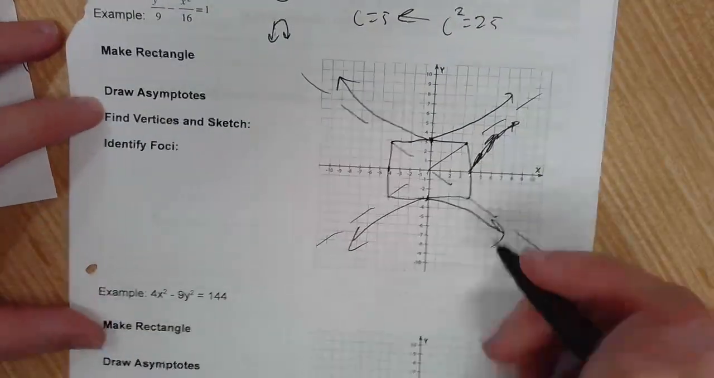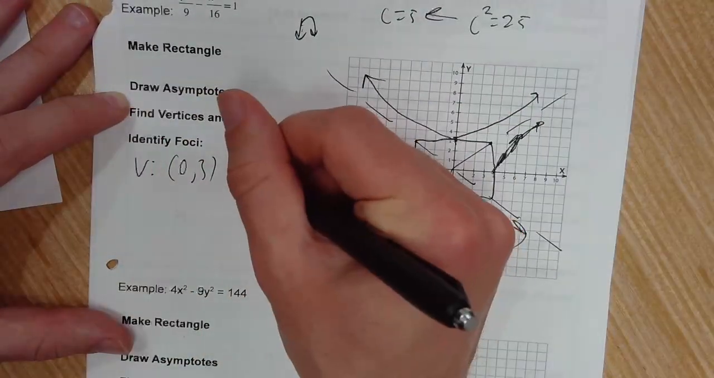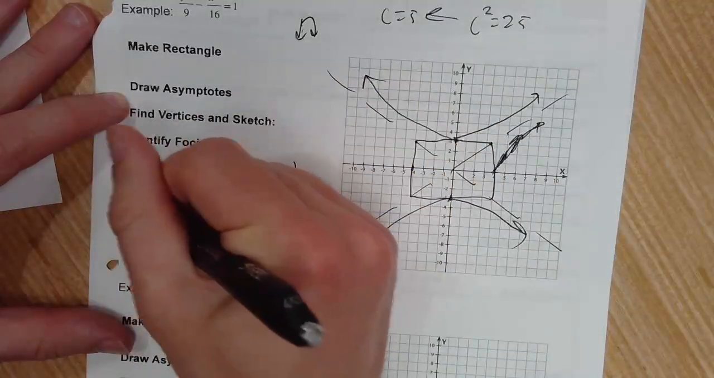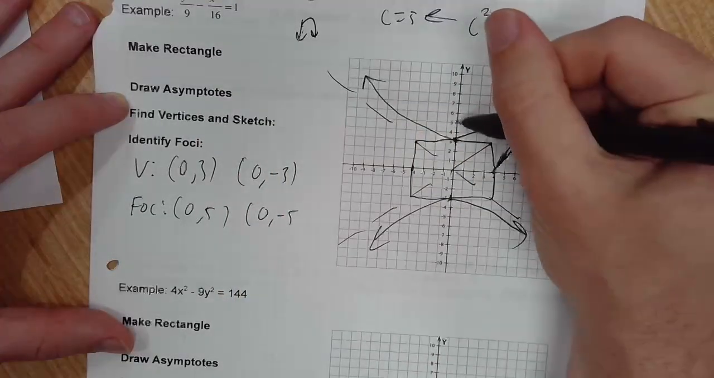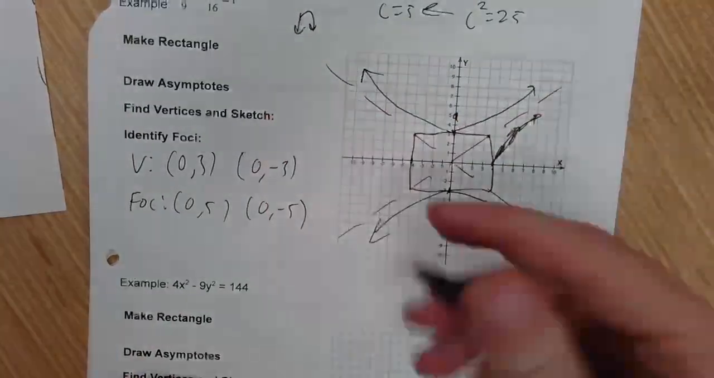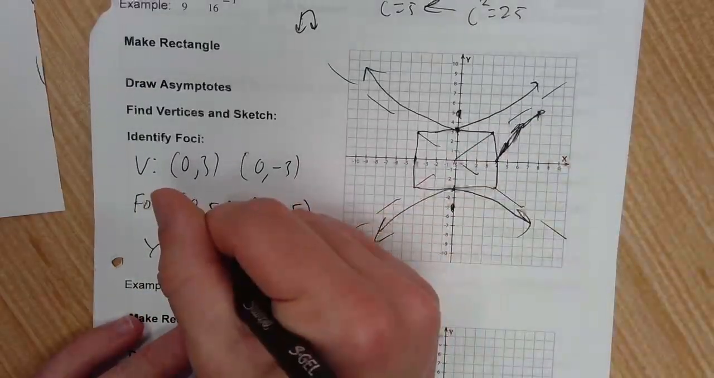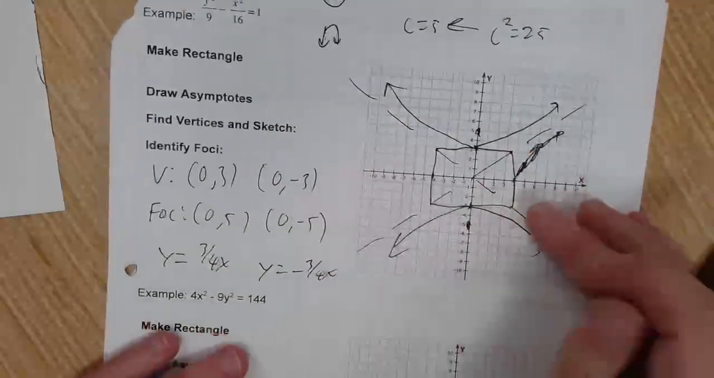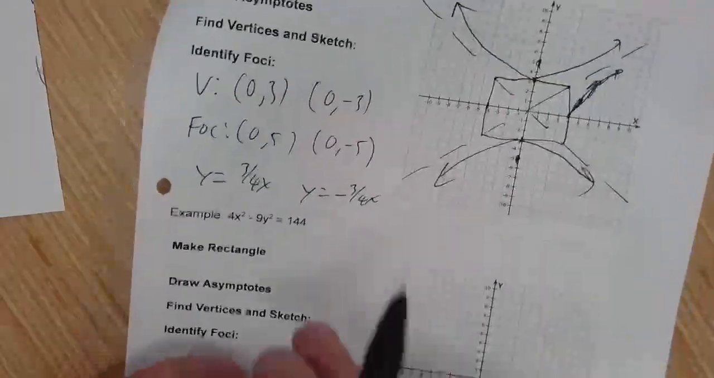Okay, and then vertices. So vertices would be at 0, 3 and 0, negative 3, and the foci would be at 0, 5 and 0, negative 5, right? That's c up and c down from that center. Okay, that's it. And then the equations of the asymptotes, we'd have y equals, this time instead of 4/3, it's 3/4 x, and y equals negative 3/4 x. So when we're centered at 0, 0, they're fairly straightforward, right? Nothing too much to worry about.